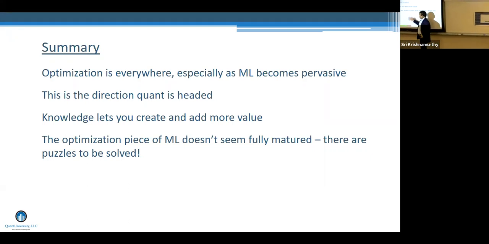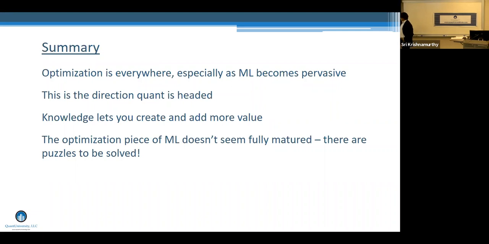If you know something, you can add a lot of value, and adding a lot of value means it's fun to solve problems, it's fun to create something, it's fun to get paid. You can add a lot of value, and there are still puzzles to be solved. So I don't think the optimization piece of machine learning is fully mature. I think it's still developing, and if you're into research, there are things to research, which is kind of nice.